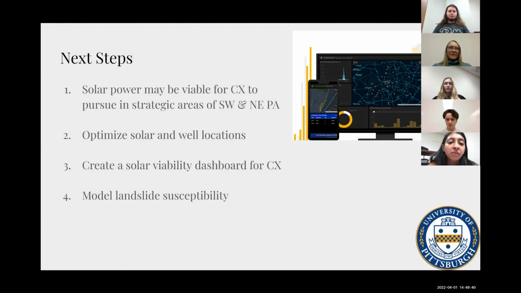Based on our past work, we can conclude that solar power may be a viable option for CX Energy to pursue in strategic areas of Southwest and Northeastern PA. In the future, we hope to further optimize solar and well locations, and we will create a solar viability dashboard for CX Energy and a landslide susceptibility model. We hope to help CX Energy shift to a cleaner energy initiative.